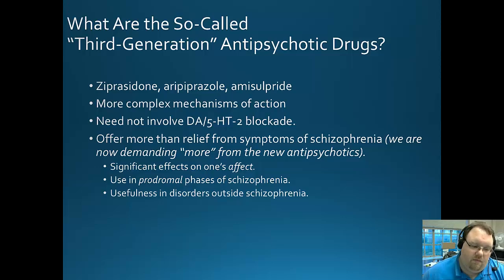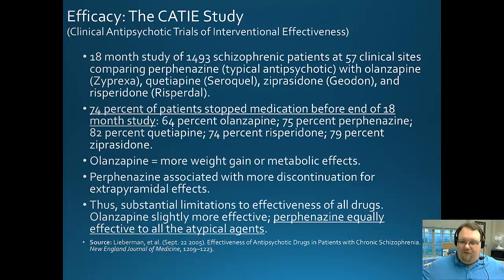So, before we go on too much, before I tell you about all these medications, let's first talk about how effective they are. So, a lot of information on this slide. It's from a huge study, but a couple things I really want to point out. Here you have a typical antipsychotic compared to a bunch of atypical antipsychotics. So you have Seroquel, you have Zyprexa, Geodon, Risperdal, a lot of drug names you know.